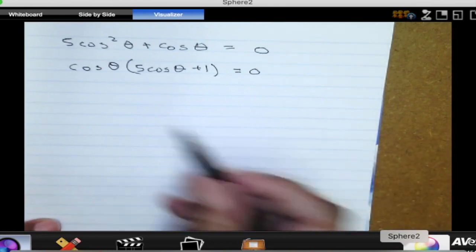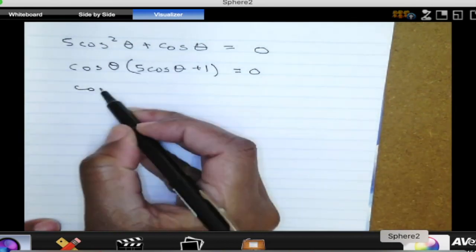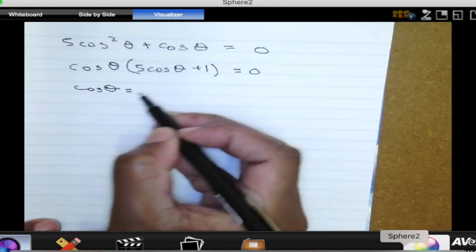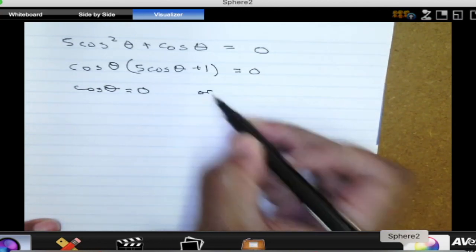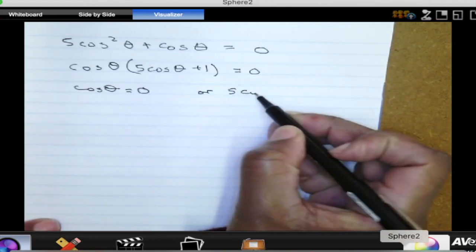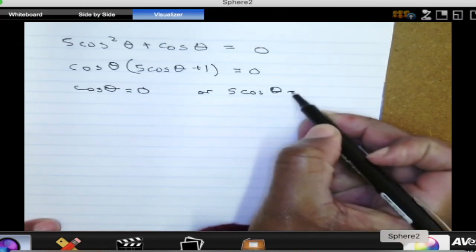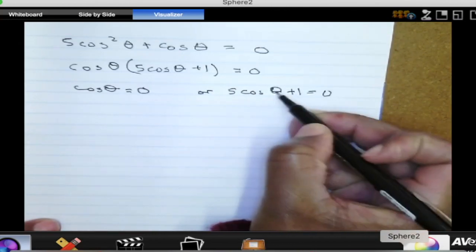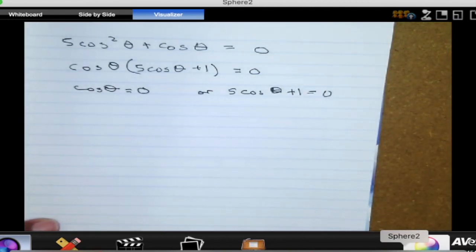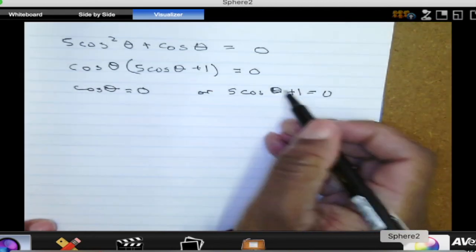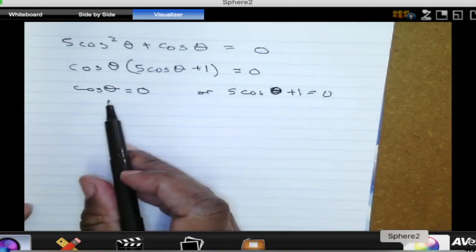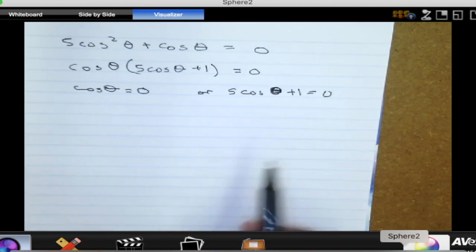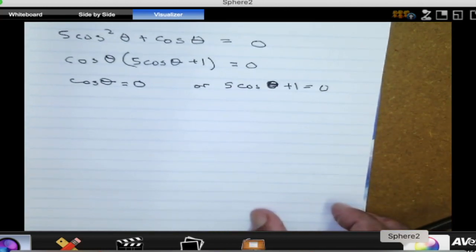Right, then you get your two equations. One is cos theta is equal to 0, or 5 cosine of theta plus 1 is equal to 0. So these are the two equations that we get. And now we need to solve these separately for theta. Let's start with cosine of theta is equal to 0. Do you think that will give us boundary angles?